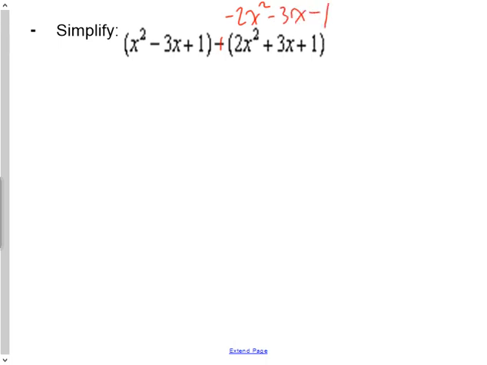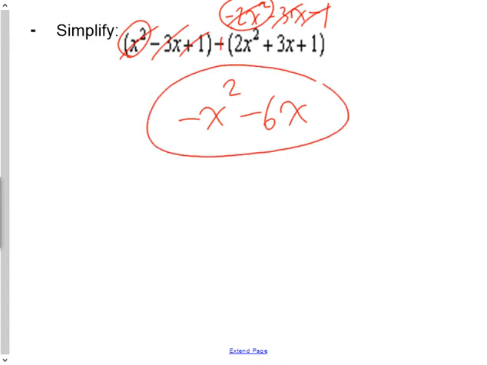Now you simply gather the terms, starting with your highest degree terms first. X squared and negative 2x squared will be a negative 1x squared, or simply negative x squared. Your x squareds are done. A negative 3x and a negative 3x make a negative 6x. And your positive 1 and your negative 1 are 0 pairs, or cancel each other out, leaving you with no constant. So your final answer will be negative x squared minus 6x.